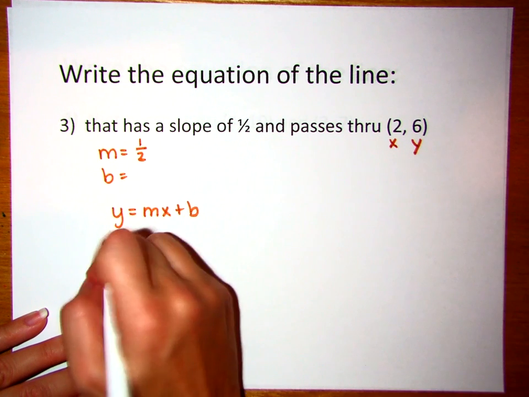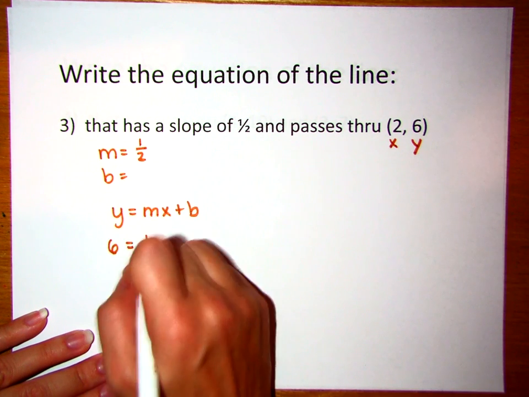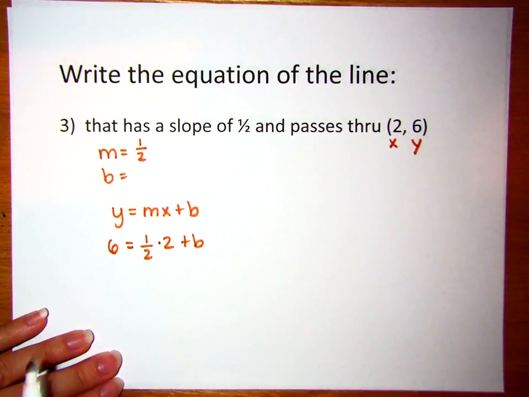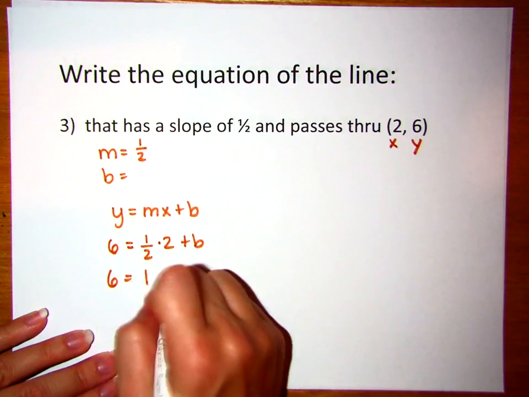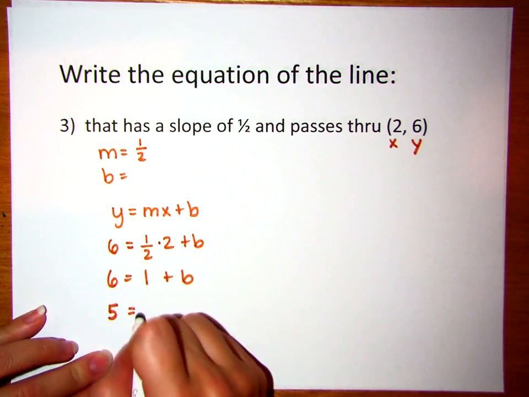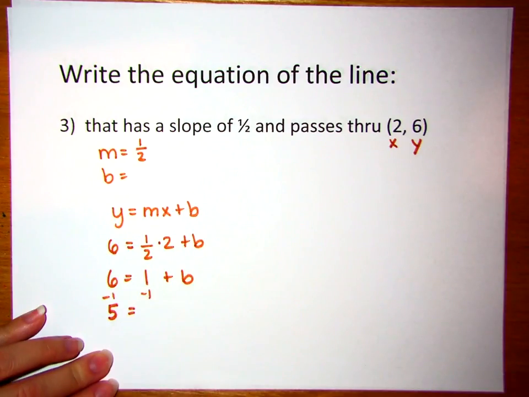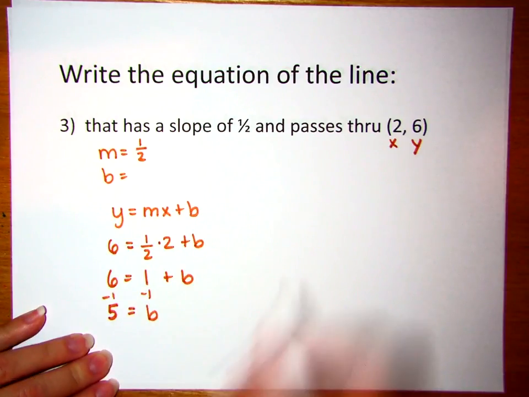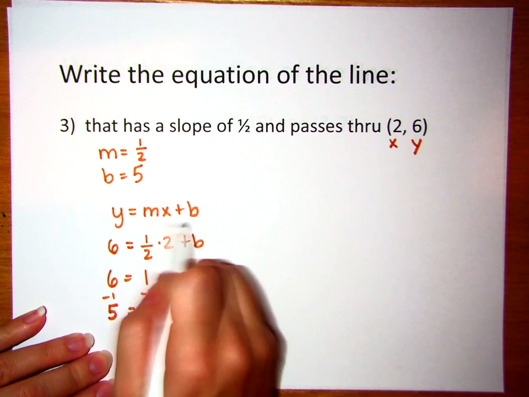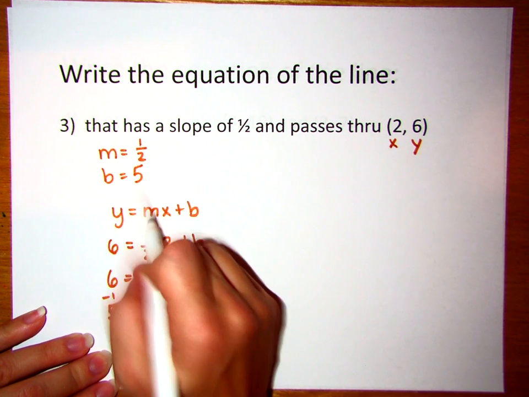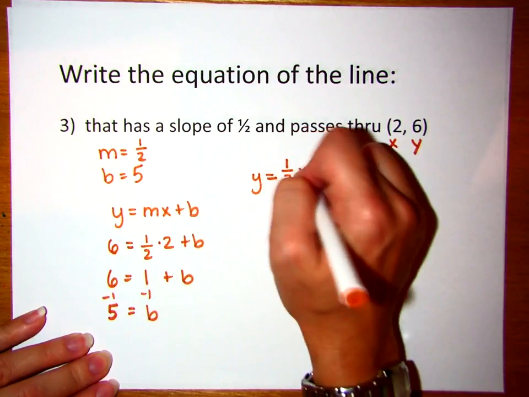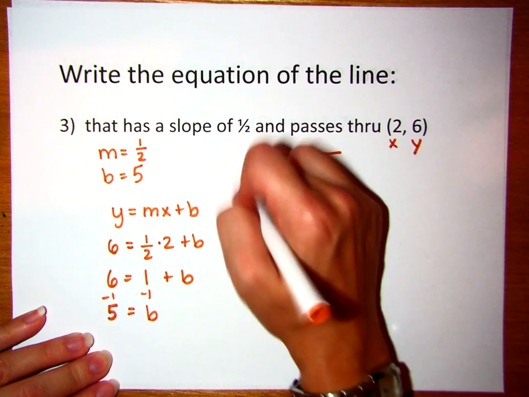So up here, y is 6. The m is 1/2 times the x here, which is 2. And that allows me to solve for b. So 6 equals half of 2, which is 1, plus b. Subtract 1 from both sides. When I do, 6 minus 1 is 5. The 1 cancels here. If you need to see that step, there it is. And so b equals 5. Now I've got b equals 5 and slope equals 1/2. So going back to this equation, I'm going to plug the slope in and the y-intercept b in. So y equals 1/2 x plus 5.